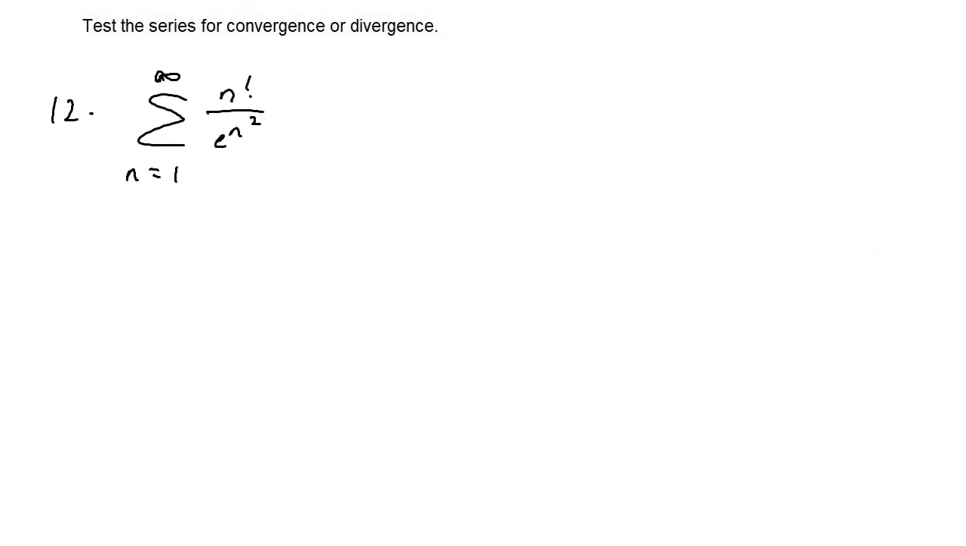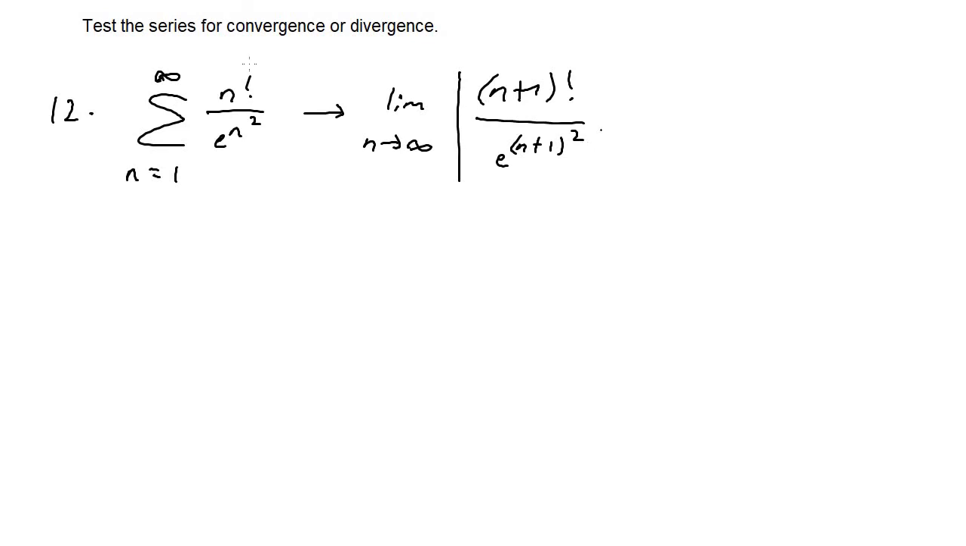Now for number 12, we have the series from 1 to infinity of n factorial over e to the n squared. Now because we do have factorials and exponents, probably a good idea to use the ratio test. Once again, we'll set the limit as n approaches infinity of the absolute value of n plus 1 factorial. Once again, we're going to put every n variable as n plus 1, over e to the n plus 1 squared. And then we're going to divide by the sequence itself. Dividing by that sequence is the same thing as multiplying by its reciprocal. So multiply by e to the n squared over n factorial.